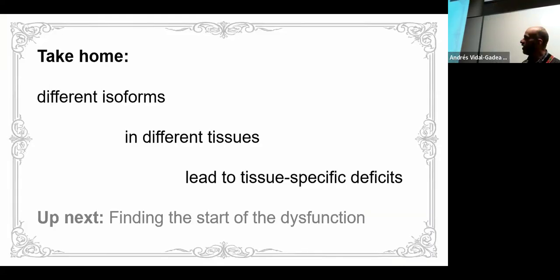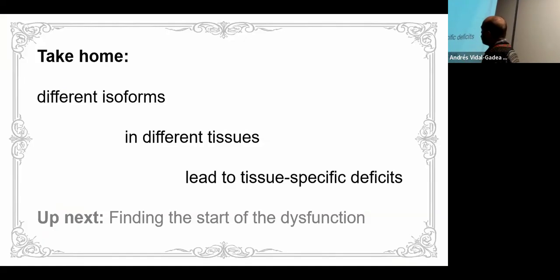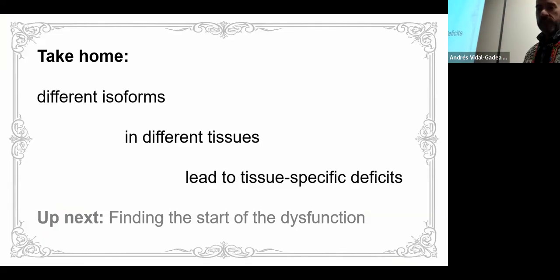Okay, so from here, the take-home message is that dystrophin has different isoforms. They are expressed in different tissues, and they lead to tissue-specific deficits. And I'll add another one to that, which is that they are plastically modulated, right? You can change the expression of these isoforms with experience or whatever.